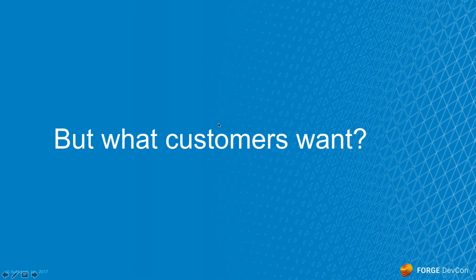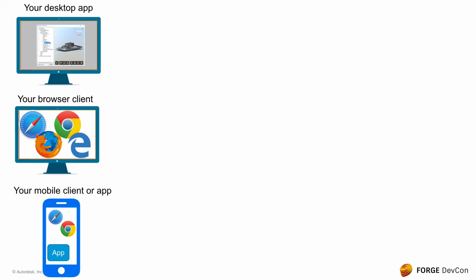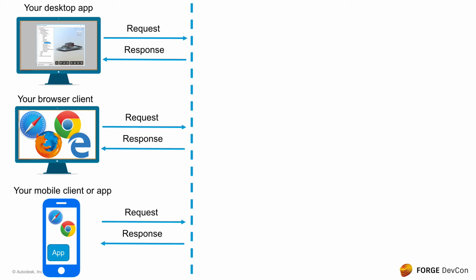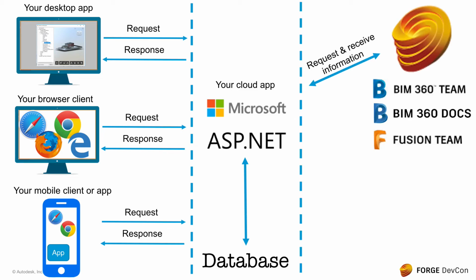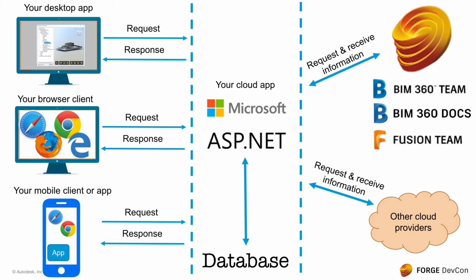Moving forward, what customers want. In most cases, the user wants to access the data. It can be on a desktop application, on a browser client, or a mobile application. So it's up to you to expose what we want. In all those cases, the desktop, browser, or mobile will make requests and get responses from your cloud application. Your cloud application can then connect to a database to get information that it needs, like in this sample to get the access token, connect to Forge to get information on Forge, and connect to other storage providers. So that's the full scenario, what we are aiming for.